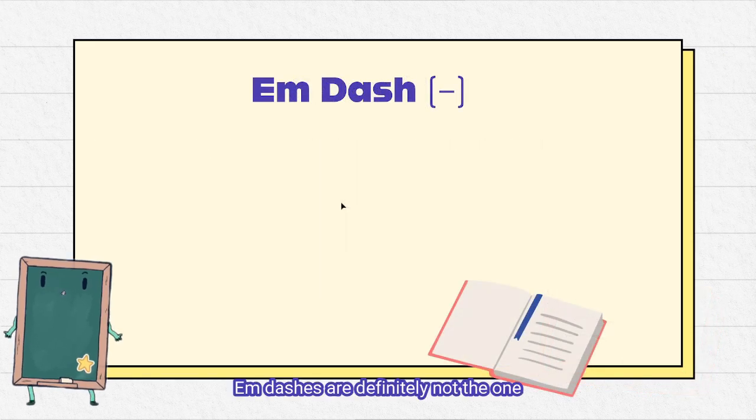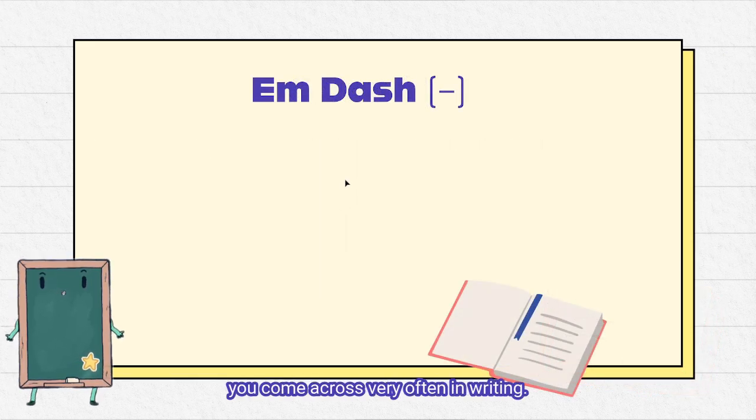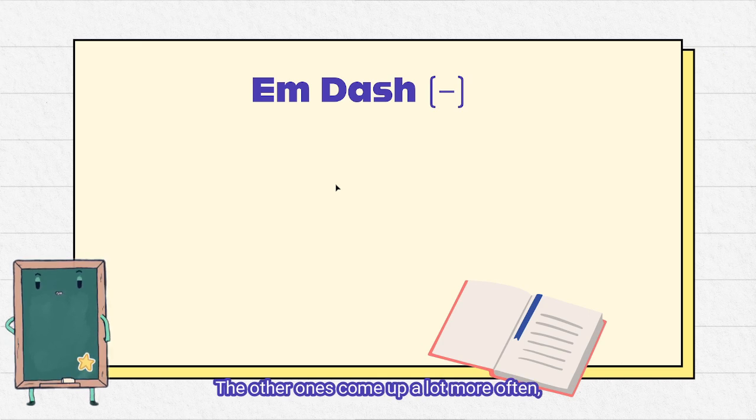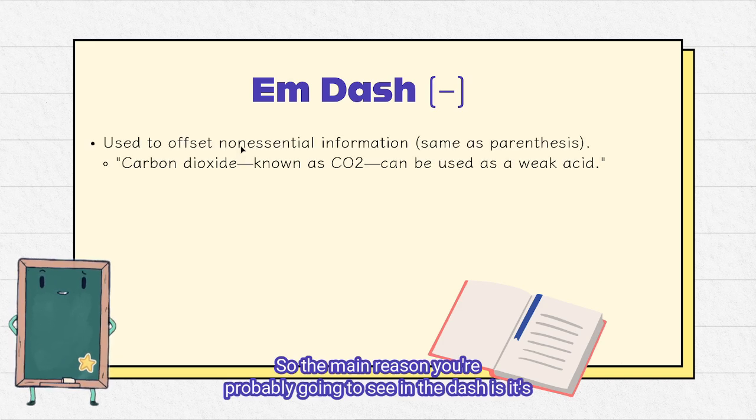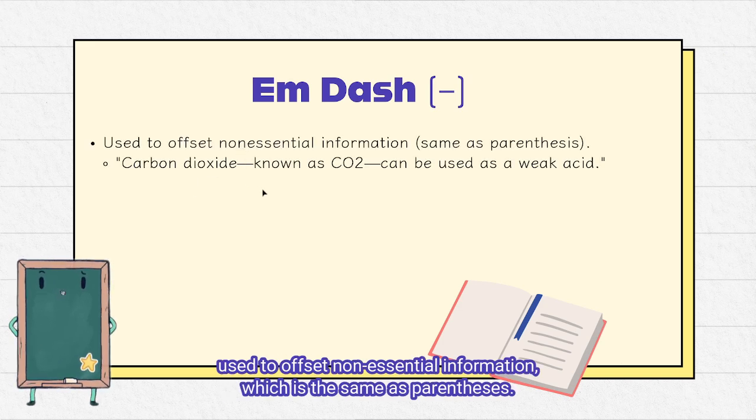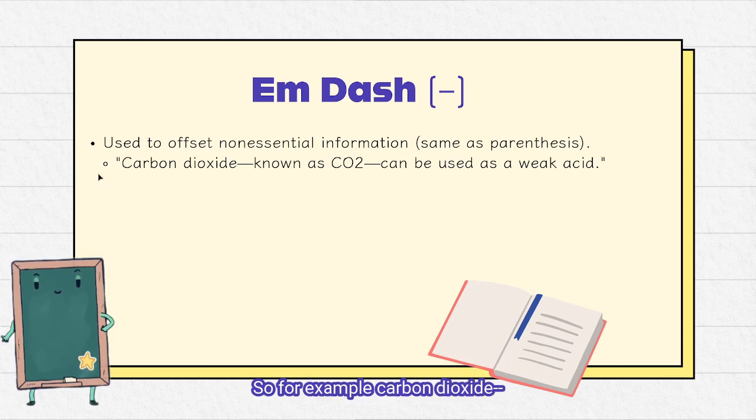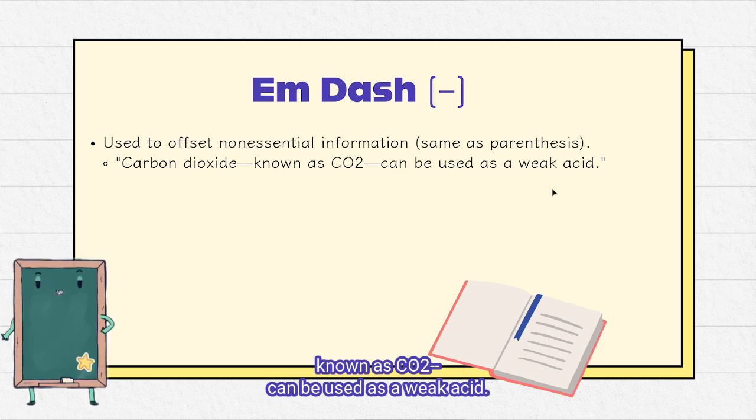Em dashes are definitely not the one you come across very often in writing. The other ones come up a lot more often, but it's important to talk about the uses of em dashes. So, the main reason you're probably going to see an em dash is it's used to offset non-essential information, which is the same as parentheses. So, for example, carbon dioxide, em dash, known as CO2, em dash, can be used as a weak acid.